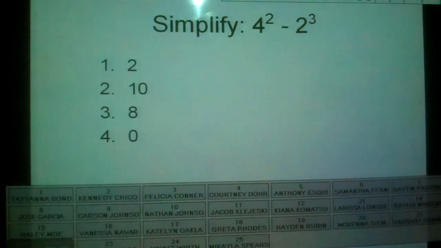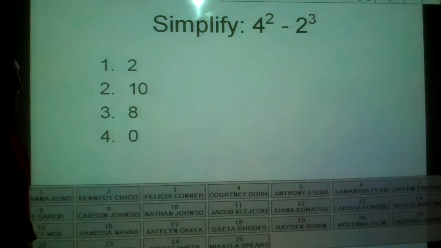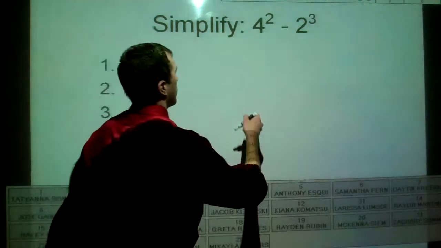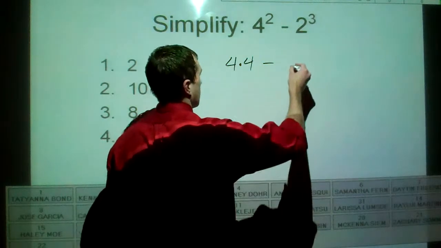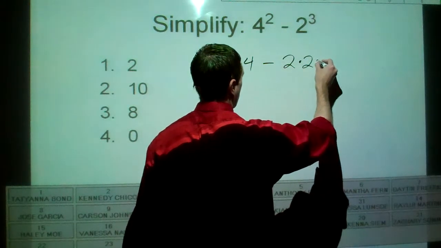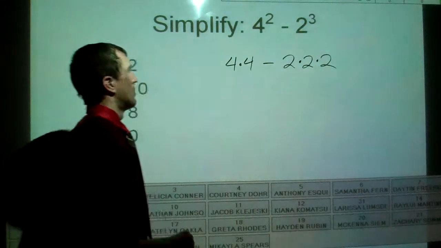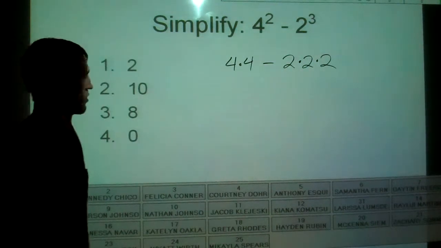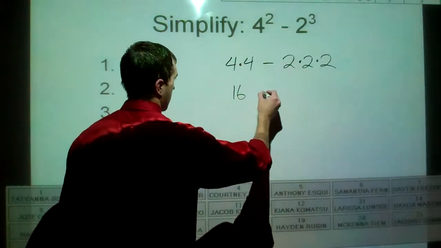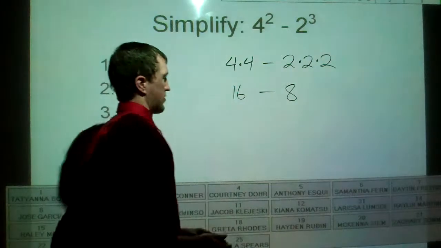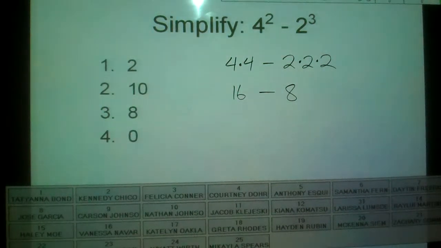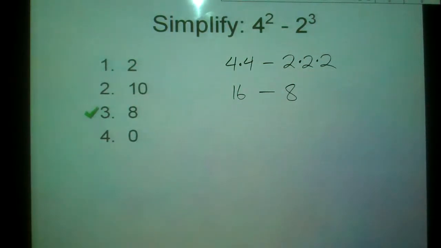Okay, now if we simplify this expression, 4 to the second, or 4 squared, minus 2 to the third, or 2 cubed. 4 to the second is 4 times 4, minus 2 to the third, 2 times 2 times 2. Alright, so 4 times 4 is 16. 2 times 2 is 4, times another 2 is 8. We should have 16 minus 8, which should give us 8.